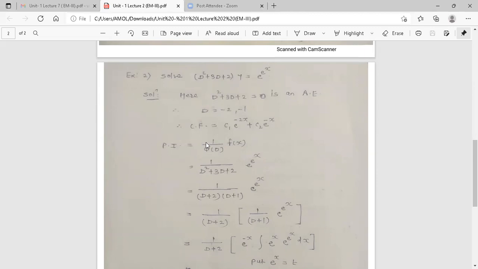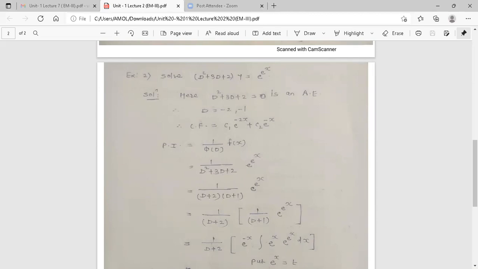Now the formula for PI is 1 upon phi of D into f of x. So your phi of D here is D square plus 3D plus 2, into f of x. F of x is the function e to the power x. Now the factors of D square plus 3D plus 2 are D plus 2 and D plus 1, because 2 plus 1 is equal to 3 and the multiplication of 2 and 1 is 2. So the factors D plus 2, D plus 1 into e to the power x.